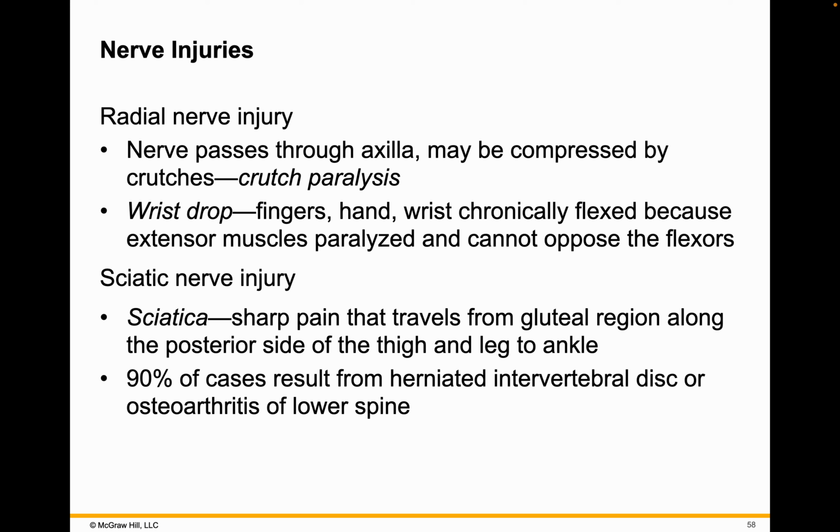Sciatic nerve injury. Sciatica is a sharp pain that travels from the gluteal region along the posterior side of the thigh to the leg and ankle. About 90% of the cases are caused by a herniated intervertebral disc or osteoarthritis of the lower spine.